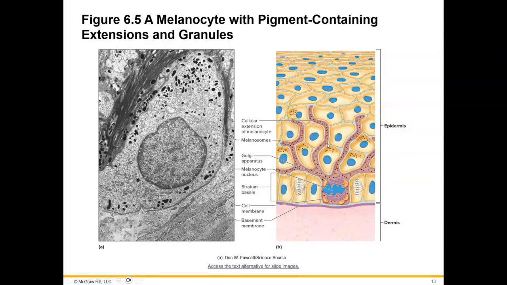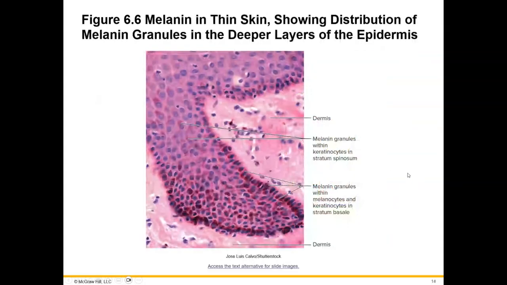Also, accumulation of carotene pigments from your diet can affect your skin color, and then individuals that have jaundice. And this shows the pigment containing melanocytes. Again, it's right at the stratum basale. Okay, this cross-section shows some melanin granules in the keratinocytes of the stratum spinosum, and the melanin granules in the melanocytes and keratinocytes of the stratum basale.